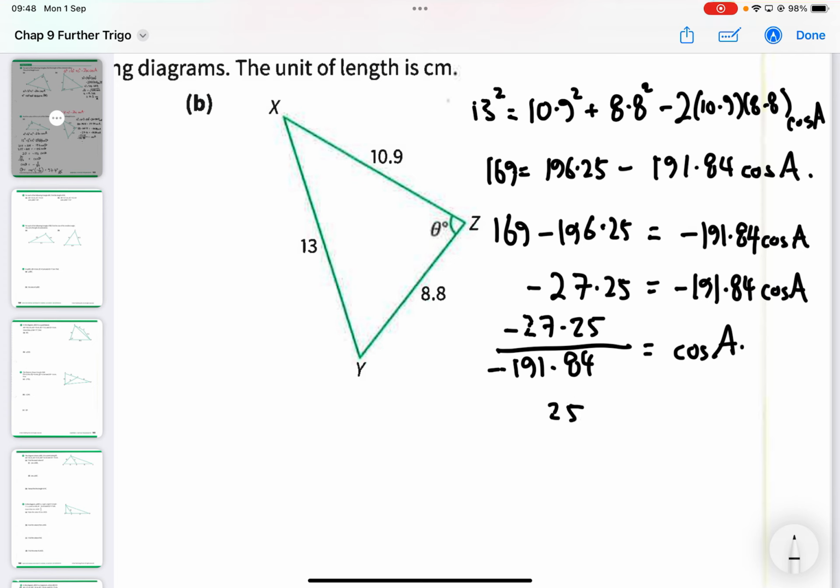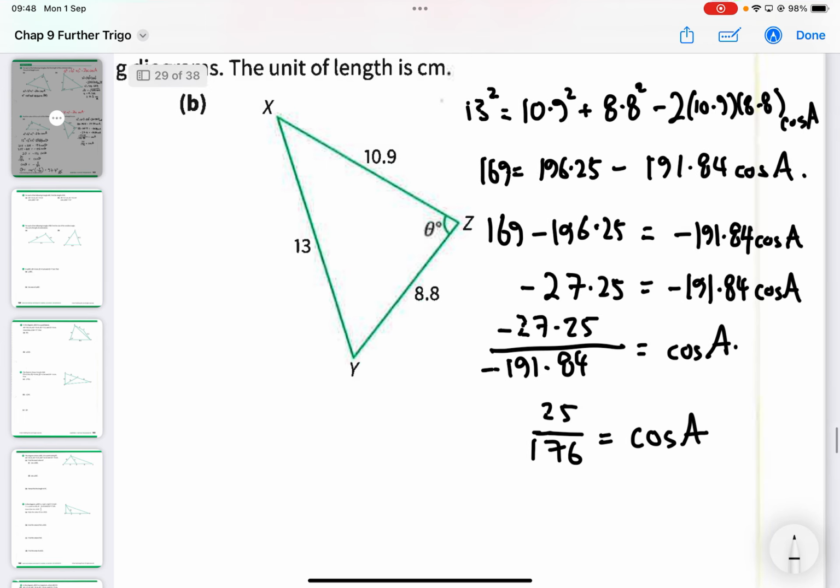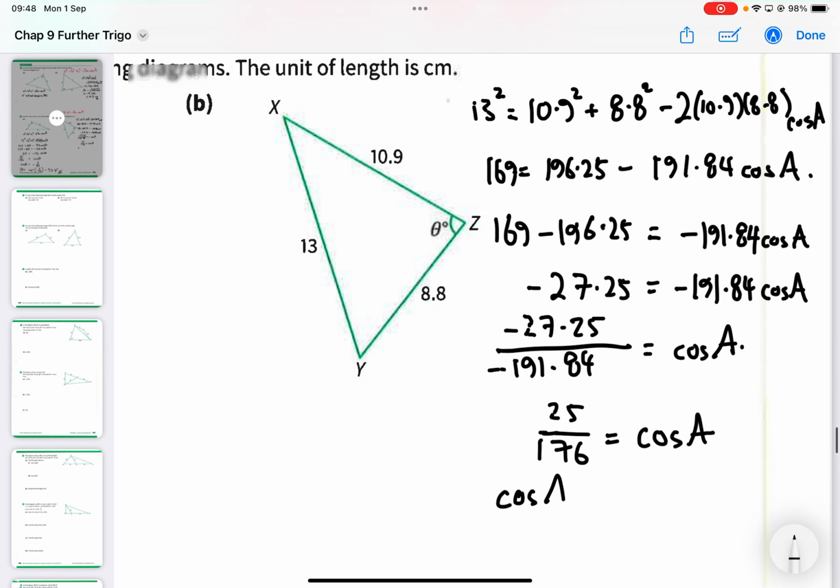Okay, my calculator actually put 25 over 176. Then from here, it's up to you. You can switch your left and the right. When we switch, we don't change the sign. Left the same as right is the same as right is the same as left. It looks neater than having my unknown on the left.